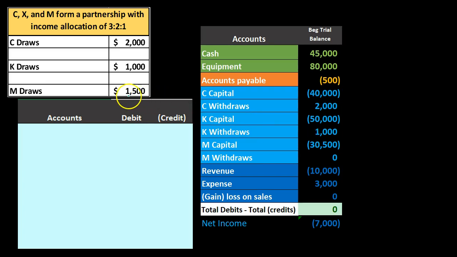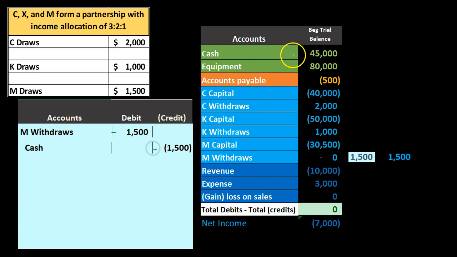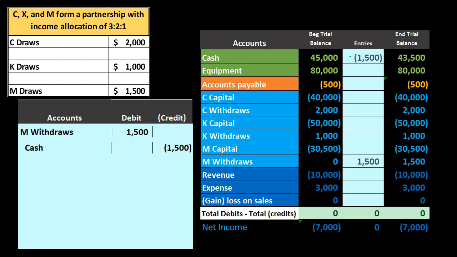And then we've got M's draws as well, which is going to be a debit to the withdrawals and a credit to cash once again. So the withdrawals going from 0. So here's the draws 0 to 1,500 here. And then the cash is going to be starting at 45,000, going down by 1,500 to 43,500. That leaves us then with the 43,500.